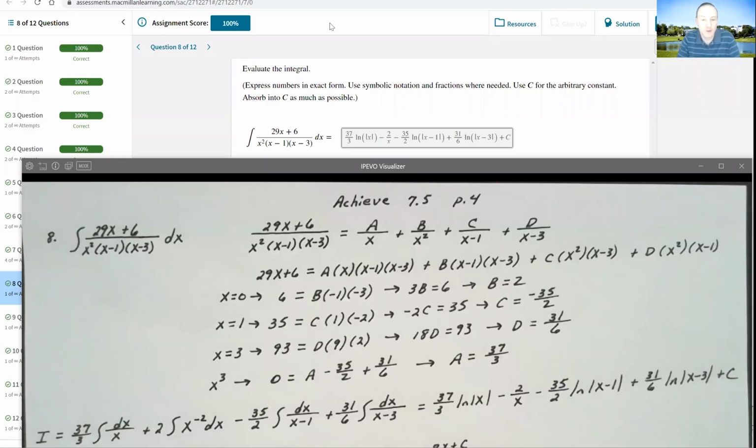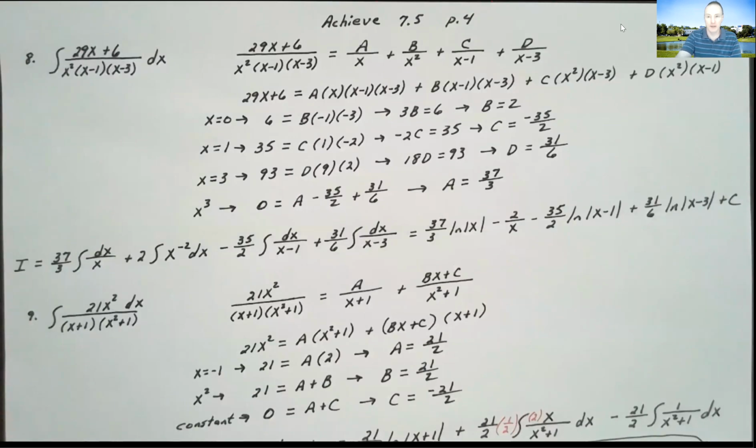Let's take a look at the remaining problems here in the 7.5 homework assignment dealing with partial fraction integration. Number 8 here you can see is the integral of 29x plus 6 divided by x squared times x minus 1 times x minus 3 integrated with respect to x. I'll go ahead and maximize my work here just so you can see it a little bit better.